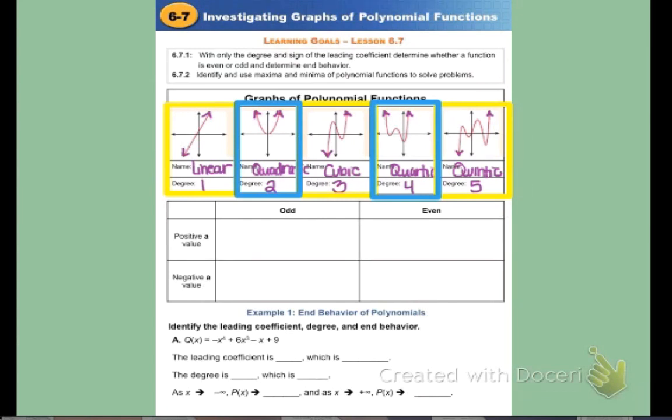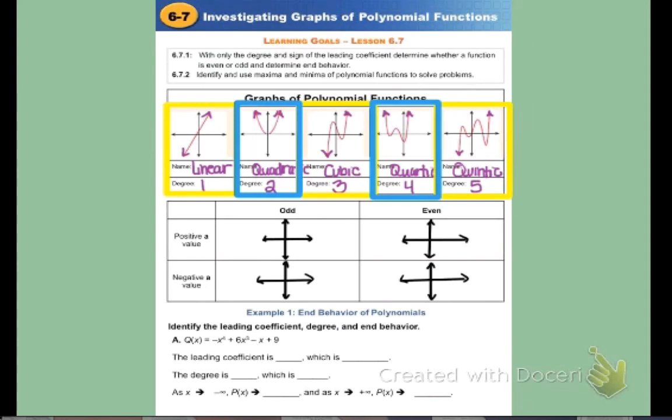Now in the video we also saw why that might be. Why might both ends be facing upward or both facing downward? Well, that has to do with the sign on the leading term. So in this table we're going to do a little summary about the effect of the leading coefficient, or the leading term, which we're going to call A.